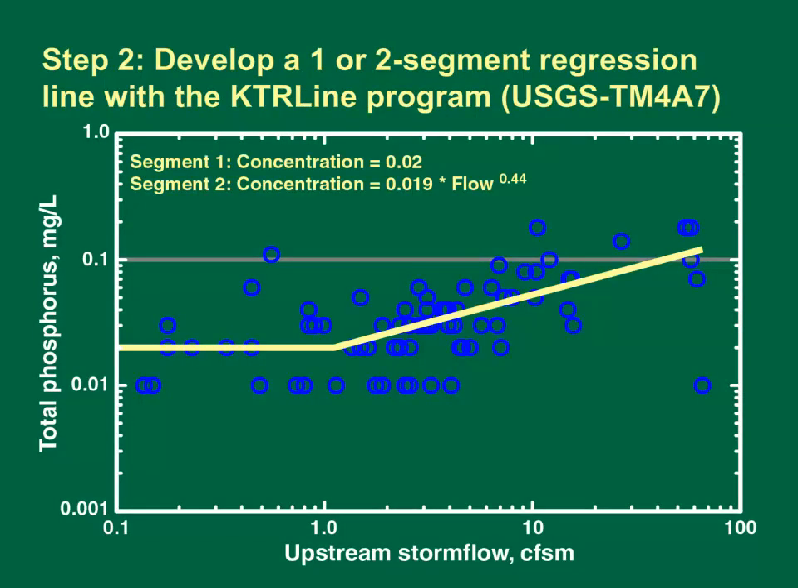The second step is to develop a 1 or 2 segment regression line with the Kendall-Teal Robust Line program by using methods documented in USGS-TM4A7 and FHWA-HEP-09-003. In this case, the data indicate random variation in total phosphorus with flow under base flow conditions and increases in total phosphorus concentrations with increasing storm flows. Under base flow conditions, there's a zero slope and the line has an intercept of 0.02. Above the breakpoint at 1.1 cubic feet per second per square mile, there's a log-log relation between flow and concentration.